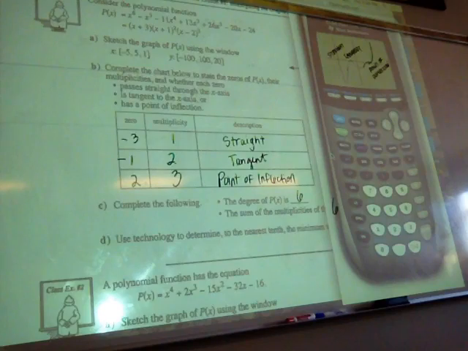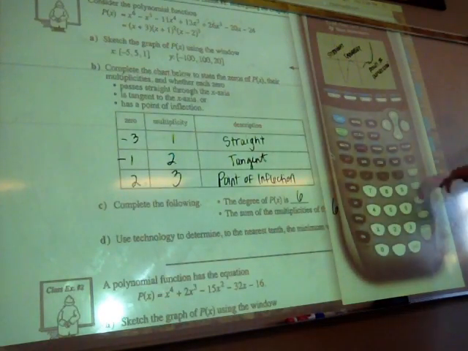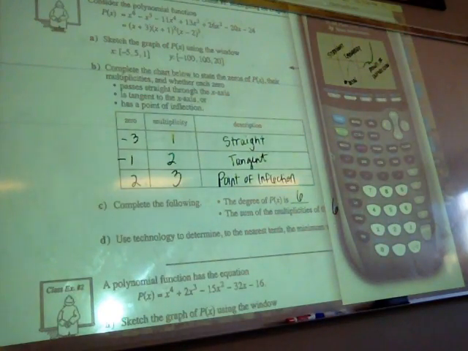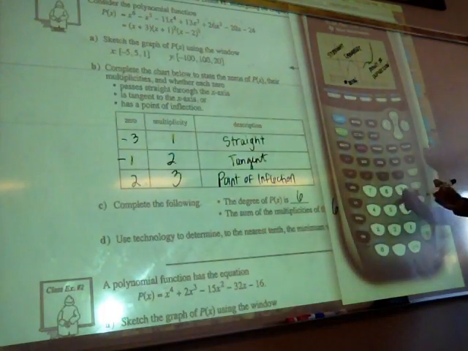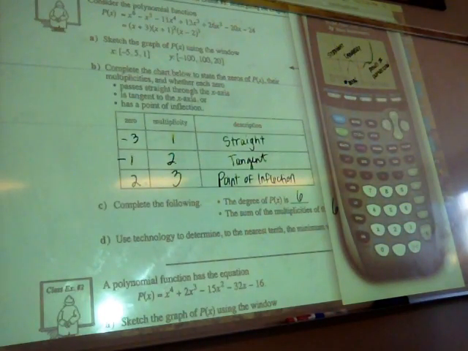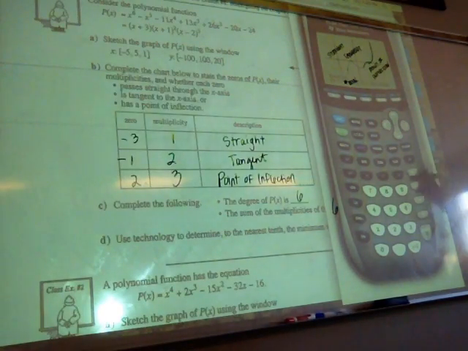And just a little bonus here, if you're ever asked to find the maximum or minimum, so for example here they're wanting us to figure out what that minimum is, you would go second, trace, number 3, and then you'd have to go left bound, right bound, and guess on that. So just move your cursor over, go left of that minimum point, press enter, go right of it, press enter. And do you guys remember with parabolas, would our minimum be the x coordinate or the y coordinate? The y coordinate. Okay, so our minimum here is at negative 102.5. Is that what you got? Yeah. Okay, good.